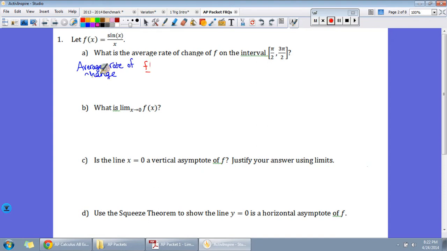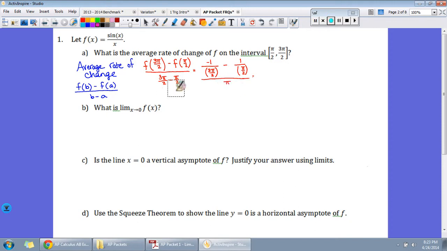So the average rate of change formula is f of b minus f of a over b minus a. So we have to plug in the bigger number on our interval, the smaller number on our interval, over 3 pi over 2 minus pi over 2. When you evaluate that, we're going to get negative 1 over 3 pi over 2 minus 1 over pi over 2, and then we have 3 pi over 2 minus pi over 2 is pi, and then make a common denominator, multiply by the reciprocal, all that good stuff, and our answer should be negative 8 over 3 pi squared.